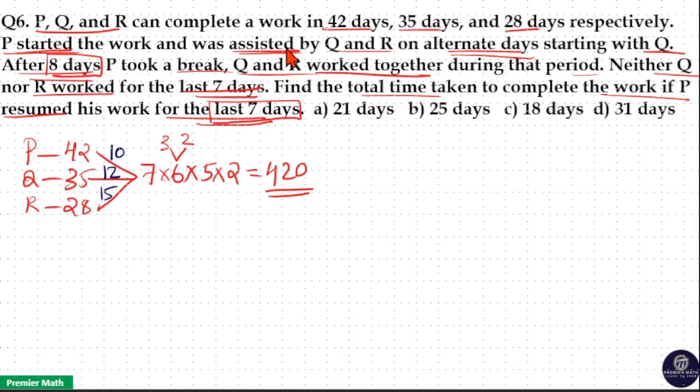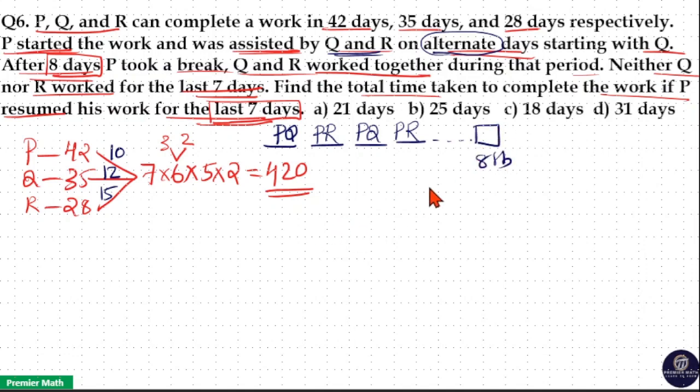And here the question says P started the work and was assisted by Q and R on alternate days, starting with Q. That means PQ first worked, then on the second day PR worked. Again on the third day PQ worked, fourth day PR worked. So this continues till the 8th day, which means till the 8th day this PQ, PR pattern continues. And then P finished working.